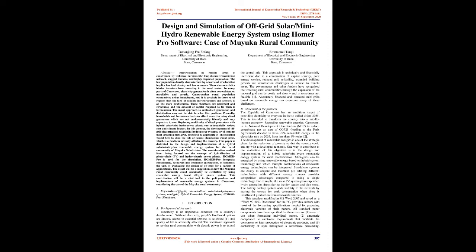Homer Pro is used for the simulation. Homer Pro integrates components, resources, and economic calculations. It simplifies the task of evaluating the design of off-grid systems for a variety of applications.